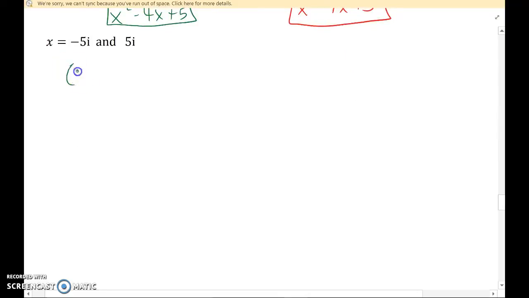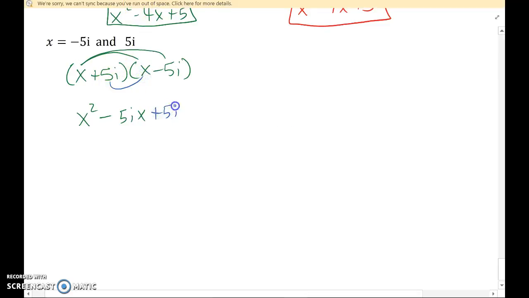And so again, x, we change the sign of our number. So it was a negative 5i, so I'm going to write plus 5i. And the positive 5i becomes x minus 5i. And we just do a traditional FOIL here. x times x is x squared. x times negative 5i is a negative, let's just say 5ix. Make it simple. And then you have 5i times x, we get a positive 5ix. And then you have 5i times negative 5i, which is a negative 25i squared.